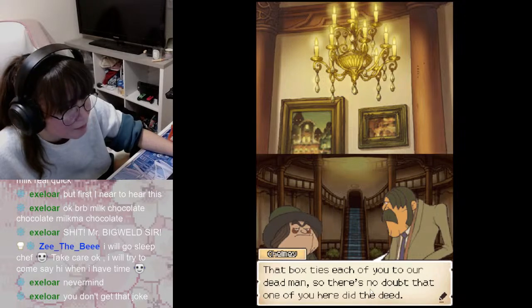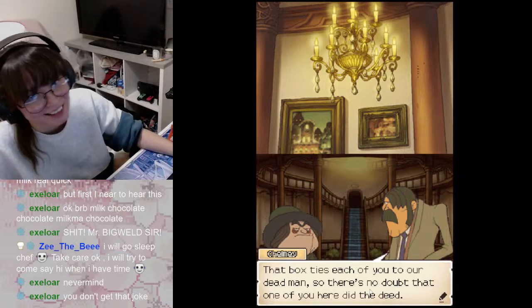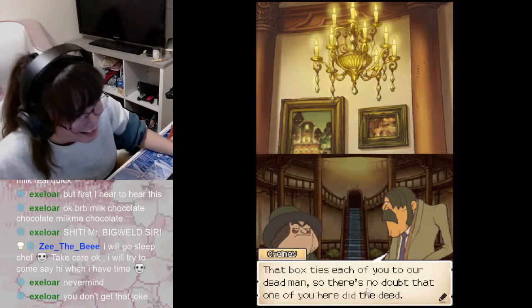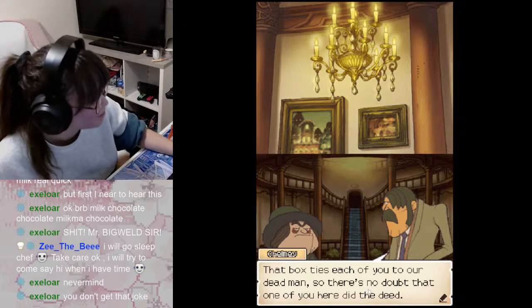It's one of my favorite bits in the Layton series, the bit where the inspector is stupid. When is he not stupid? I don't think he's ever been not stupid.